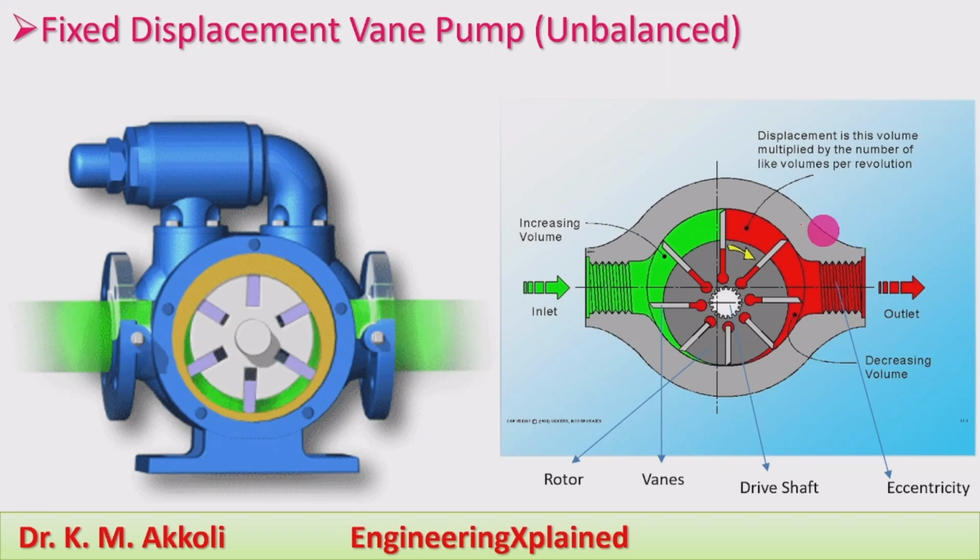And here, how much is the displacement volume? This is the one-rotation displacement volume, that is, how much volume is displaced during one rotation of the shaft. That is the quantity of fluid supplied by this pump. This is the fixed displacement type vane pump of the unbalanced type.